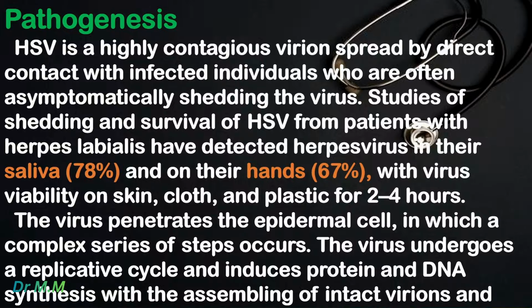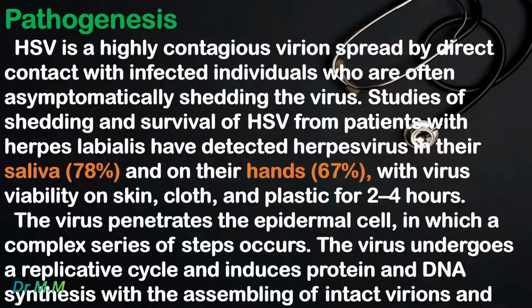Pathogenesis. HSV is a highly contagious virus spread by direct contact with infected individuals who are often asymptomatically shedding the virus. Studies of shedding and survival of HSV from patients with herpes labialis have detected herpes virus in their saliva, 78%, and on their hands, 67%, with virus viability on skin, clothes, and plastic for 2 to 4 hours. The virus penetrates the epidermal cell, in which a complex series of steps occurs.